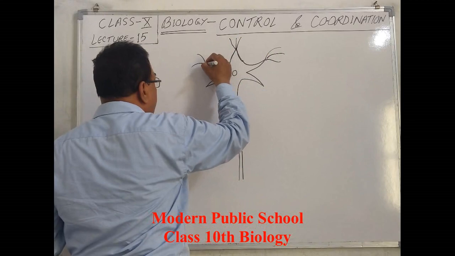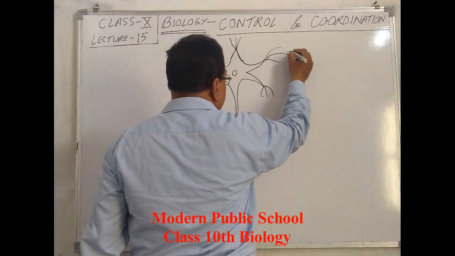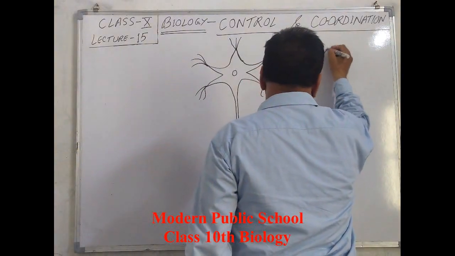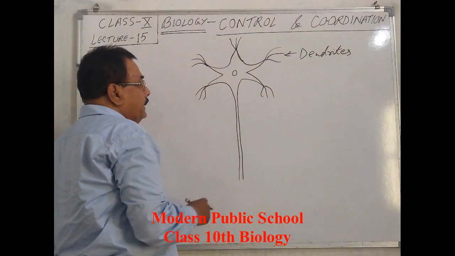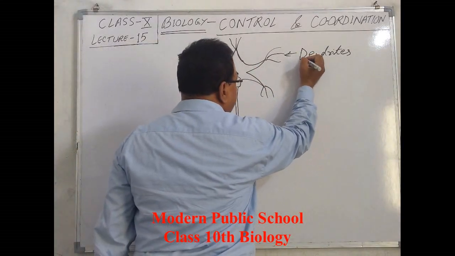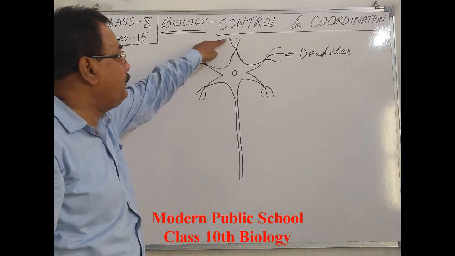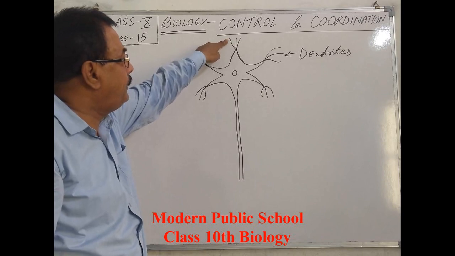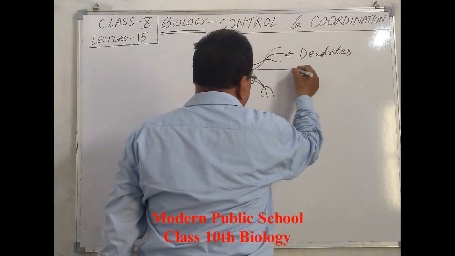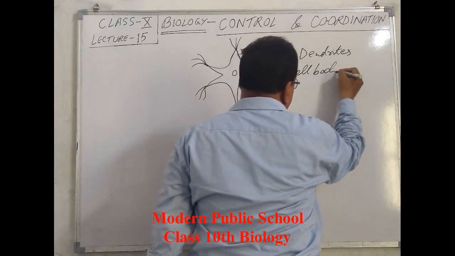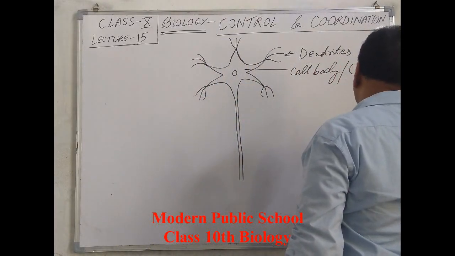Fiber-like structures are termed dendrites. They act like antennae. At the tip of the dendrite, any type of information is received and it is transmitted along the neuron. This is the cell body. In private publications, you may see that its name is cyton.